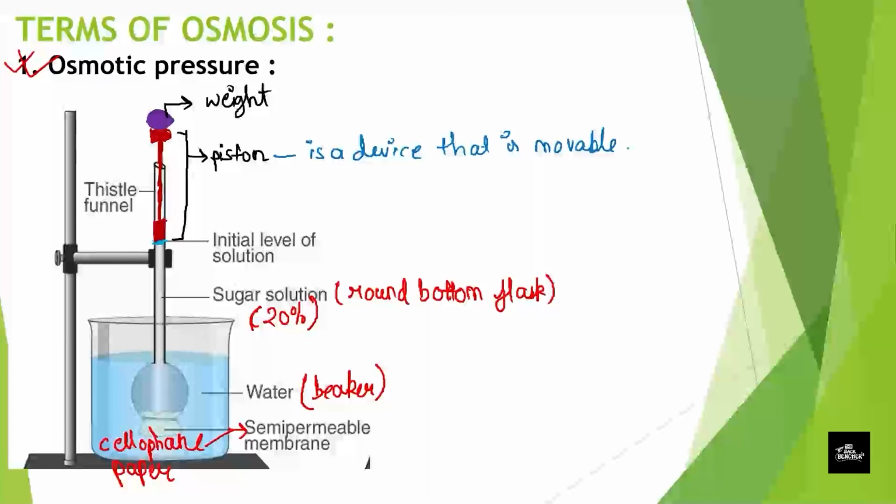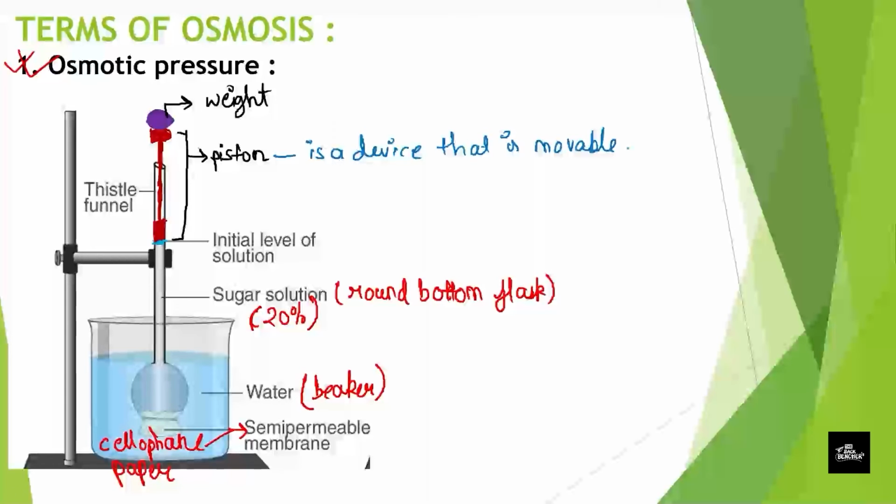Now, if we recall the previous experiment, when the apparatus was left to sit for some time, we observed that there was an increase in the level of solution inside the thistle funnel, which proved the existence of osmosis, right? In the previous experiment, the change in the level of the solution inside the thistle funnel was helping us understand that osmosis is taking place. But in this experiment, with the use of the piston, there is no such thing happening. That is, osmosis is not taking place.